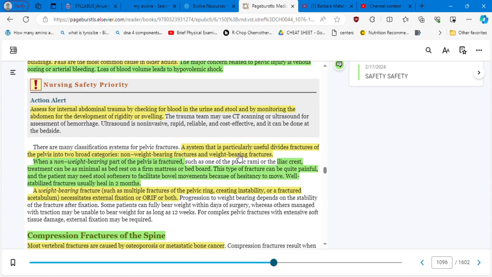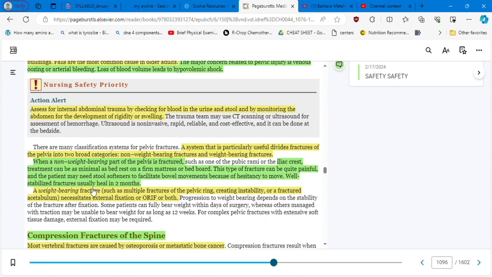Also, a system that is particularly useful divides fractures of the pelvis into two broad categories: non-weight bearing fractures and weight bearing fractures. When a non-weight bearing part of the pelvis is fractured, for example the iliac crest, treatment can be as minimal as bed rest on a firm mattress or bed board. This type of fracture can be quite painful, and the patient may need stool softeners to facilitate bowel movement, of course, because of hesitancy to move.